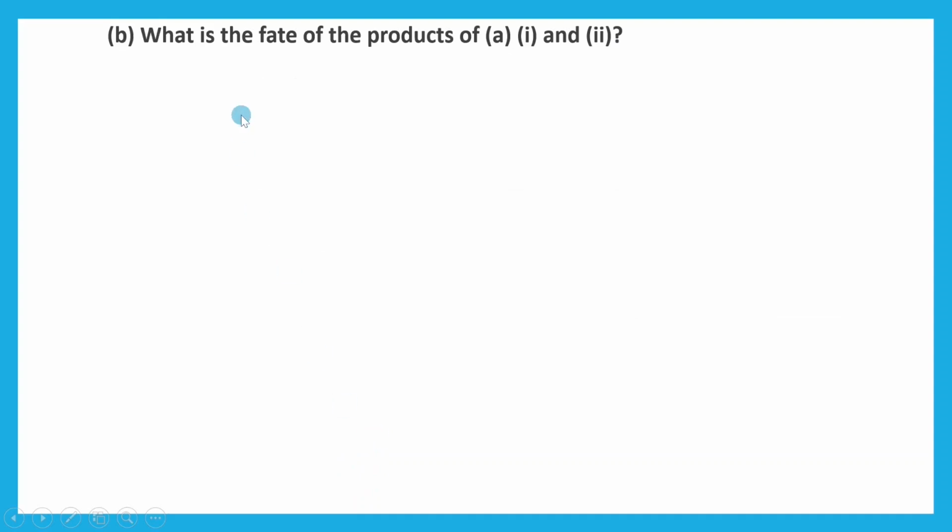Now, B, what is the fate of the products of A, Roman numeral 1 and Roman numeral 2? So when they say the fate, it is the end result when starch is digested into glucose. Where does glucose go? That is the fate now. Again, also when proteins are digested into amino acids, where do amino acids go? That is what this question is all about.